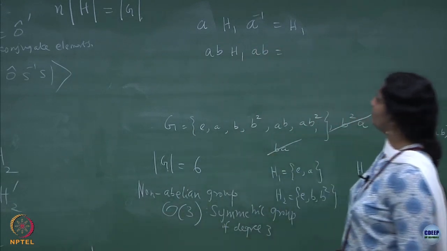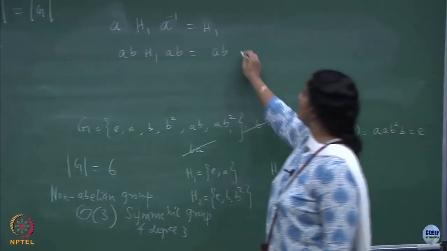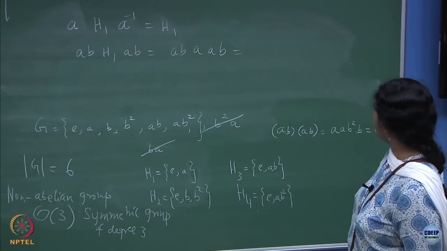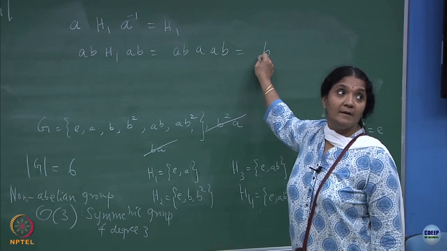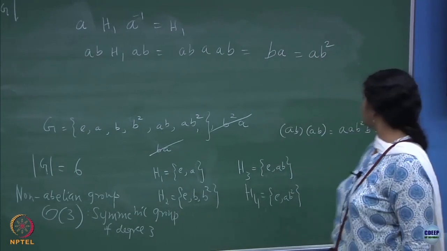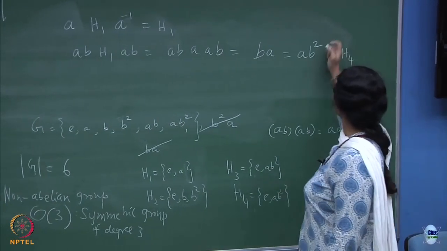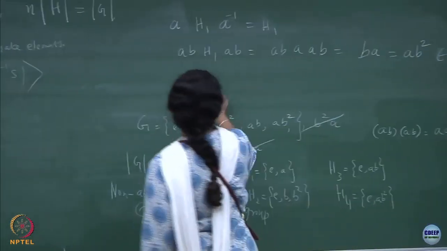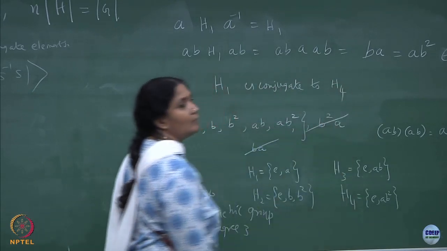Somebody can work this out. A, B, A, H1 non-trivial element is only A, right? What is this? Probably use the properties. What do you get? B? You get B A, and that is the same as A B squared, right? It is an element of H4. So, what does that show? H1 is conjugate to H4.